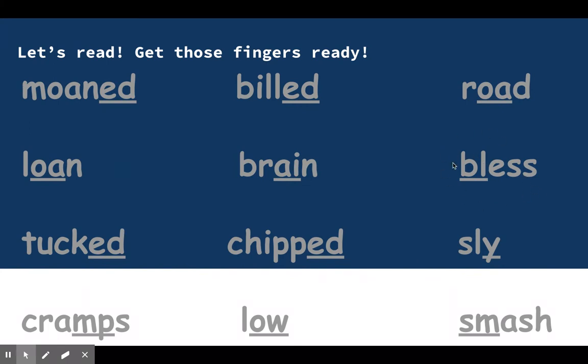And there's my blend BL. And notice I still have to follow my rules. I can't forget about them. I double the S to keep the vowel short. Here's another ED, but these EDs, they're going to sound a little different.